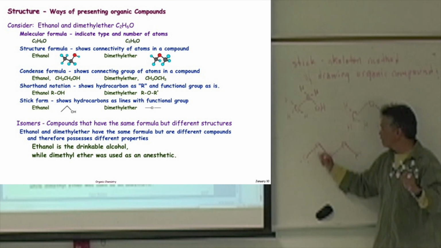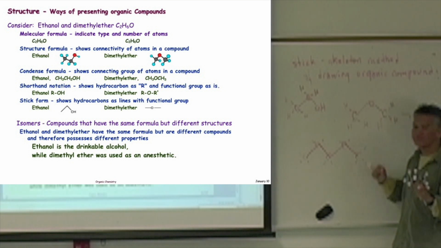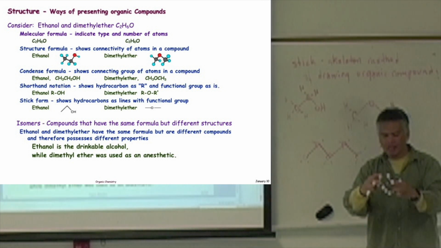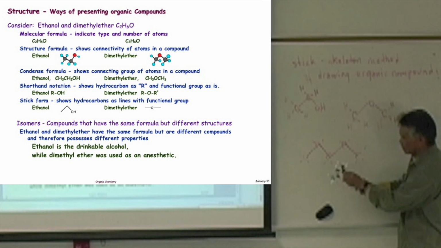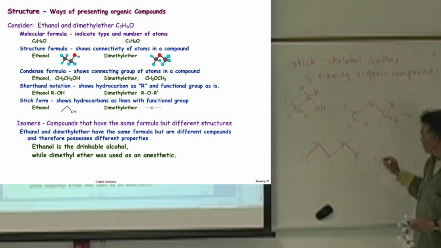This has 3. This has 2. This has 2. This has 2. This has 3. 3, 2, 2, 2, 3. Now, you might say to yourself, okay, that looks similar. It's up and down. Okay? But I can also draw this way.